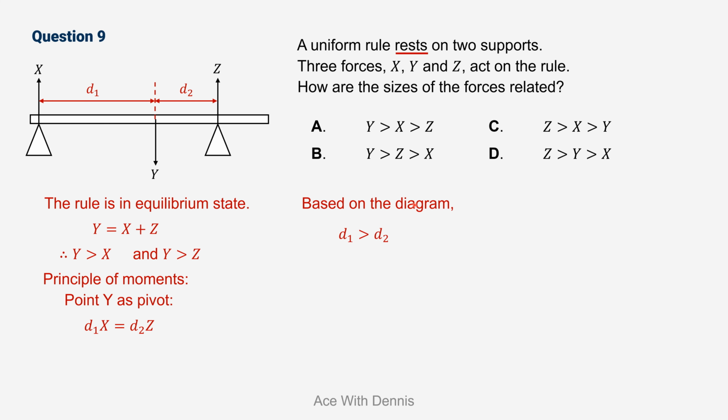So based on this diagram, we can see that distance 1 is greater than distance 2. Okay, so this is greater than this one. Therefore, to make this equation equal, Z must be greater than X. Hence, Z is greater than X. So we combine these inequalities together. We have Y is greater than Z greater than X. Hence, the answer is B.